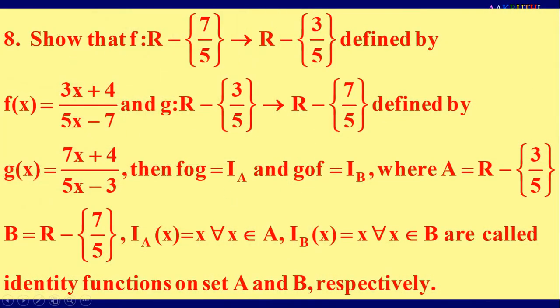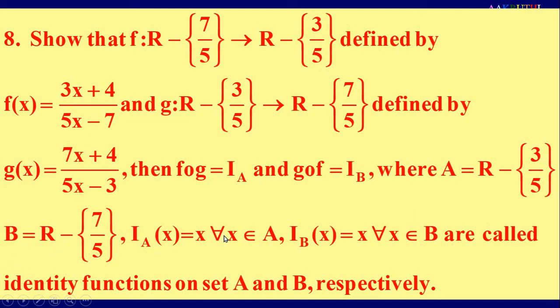So next problem, show that f from R minus 7 by 5 to R minus 3 by 5 defined by f of x is 3x plus 4 divided by 5x minus 7, and g from R minus 3 by 5 to R minus 7 by 5 defined by g of x is 7x plus 4 divided by 5x minus 3. Then f composite g is IA and g composite f is IB, where A equal to R minus 3 by 5 and B equal to R minus 7 by 5.